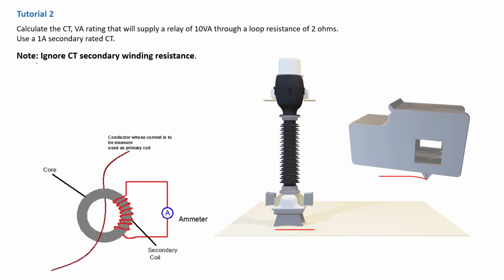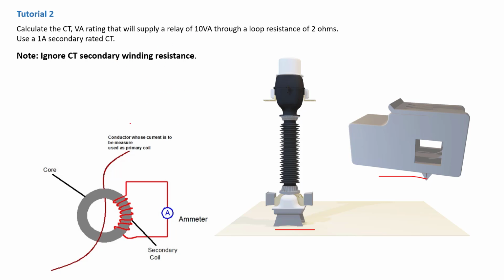Okay, so what we have here is: we need to calculate the CT VA rating that will supply a relay of 10 VA through a loop resistance of 2 ohm. We need to use a 1 amp secondary rated CT. So our CT only has a nominal secondary current of 1 amp. We could have 1000 amp of current passing through the primary, but the secondary will only show 1 amp. Now we need to determine the VA rating of the CT.